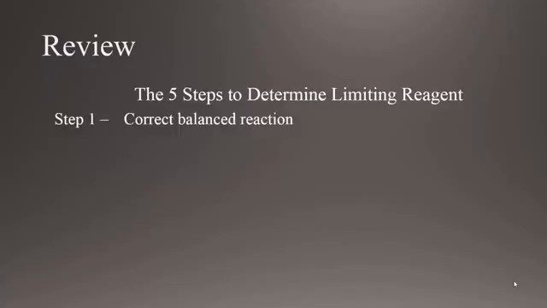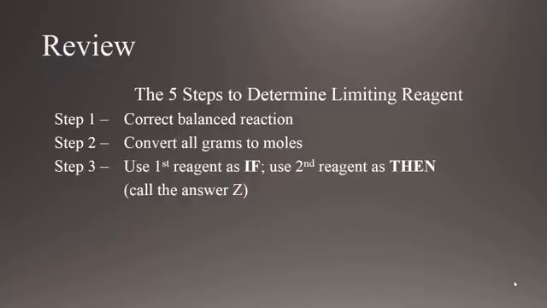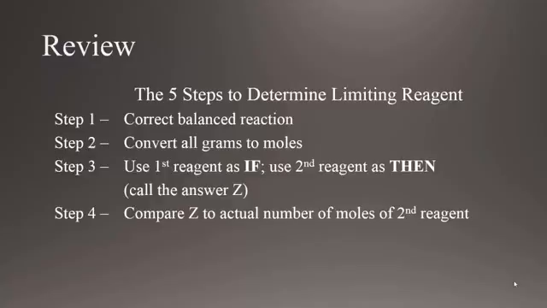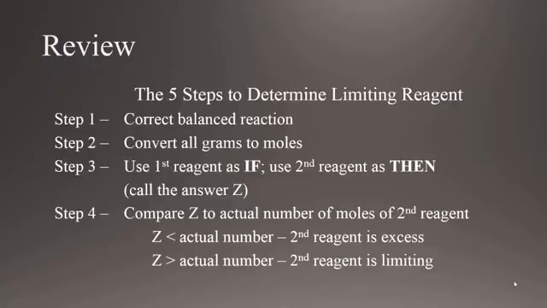And these are: make sure you have the correct balanced reaction. Convert all of your grams to moles. Use that first reagent as if. Use the second reagent as then, and we'll call that answer Z. Compare Z, what you need, to the actual number of moles of the second reagent, what you have. If Z is less than the actual number, the second reagent is the excess reagent. If Z is greater than the actual number, the second reagent is the limiting reagent.